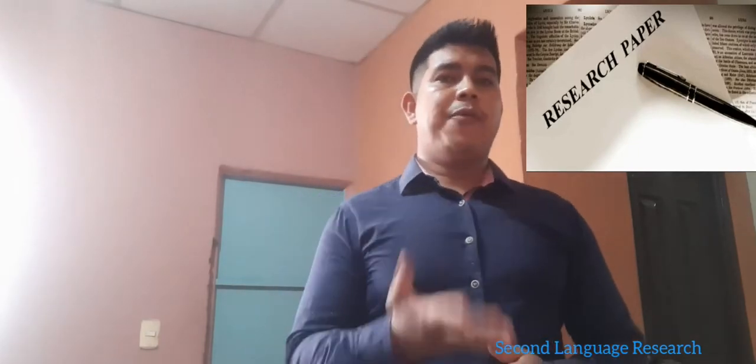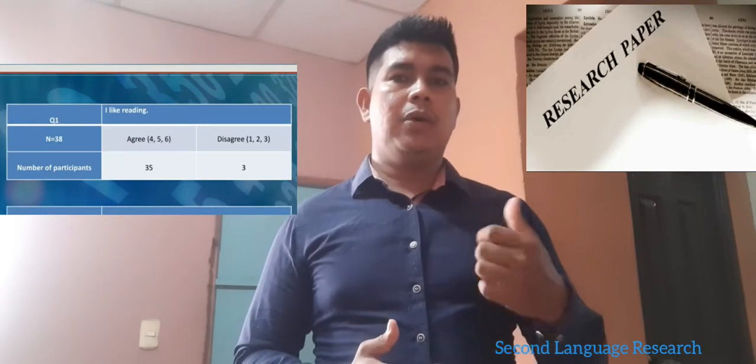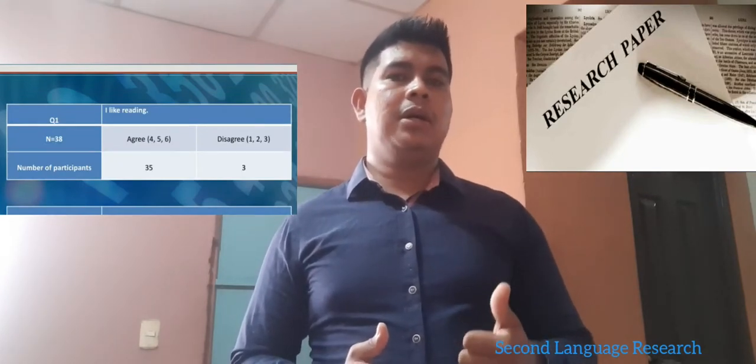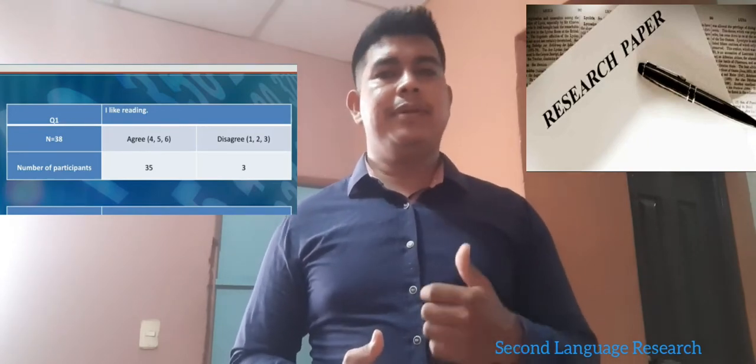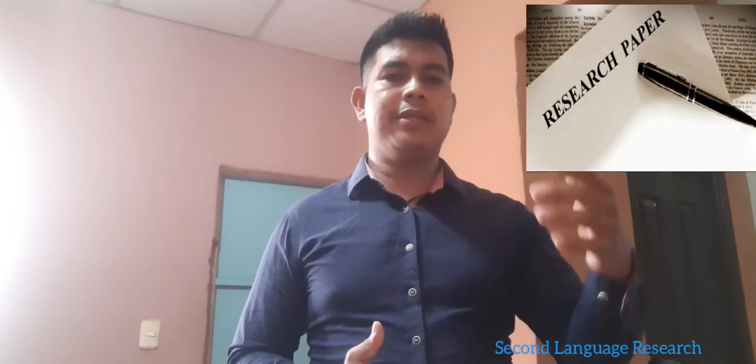And the results. Here we report all the results of the virtual survey and a short analysis of it. We made a table in which we describe the question, the number of participants, and the level of English of the students. In this table, we represent the level of agreement of the participants according to each question. For example, in the first table, we have the first question, I like reading, and 35 participants said that they agree, and 3 said that they disagree, and so on with the rest of the statements or questions.